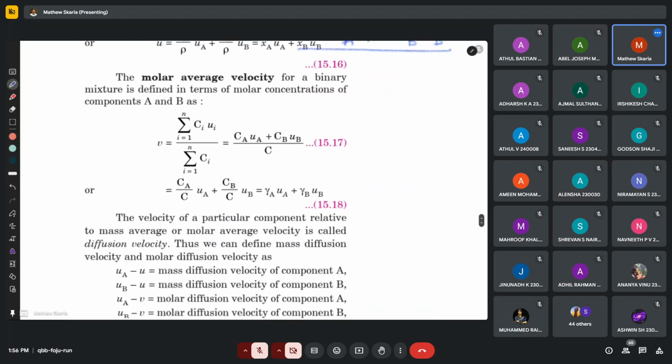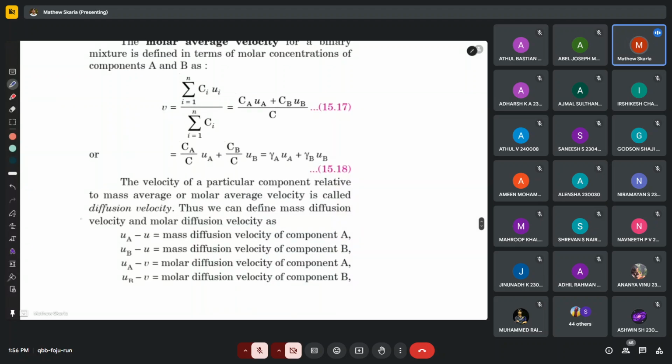So with this idea, we are moving to another velocity called diffusion velocity. Diffusion velocity is the difference UA minus U. We know UA is the velocity of species A, and U is the average velocity. That difference is called the mass diffusion velocity. UA minus U is the mass diffusion velocity. UB minus U is the mass diffusion velocity of component B.